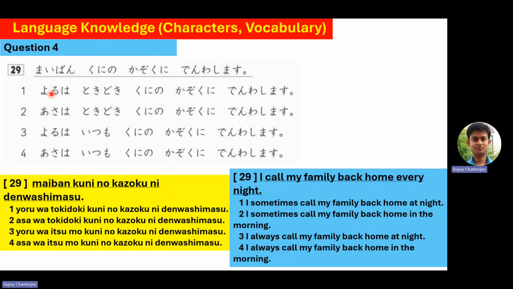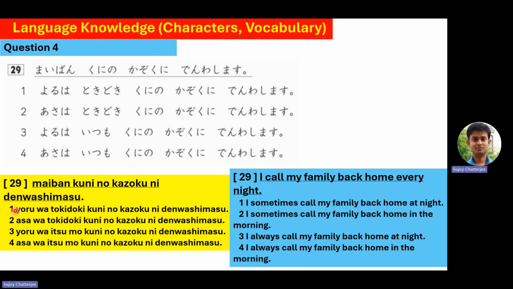So the options are "Yoru wa tokidoki kuni no kazoku ni denwa shimasu." Now yoru is a synonym for maiban, which is night. Yoru means evening or night, and asa means morning. So the second and the fourth option can be eliminated because it is maiban, that means every night, but here asa means morning. So second and fourth options will not be the answer for sure. So the answer will be from either 1 or 3.